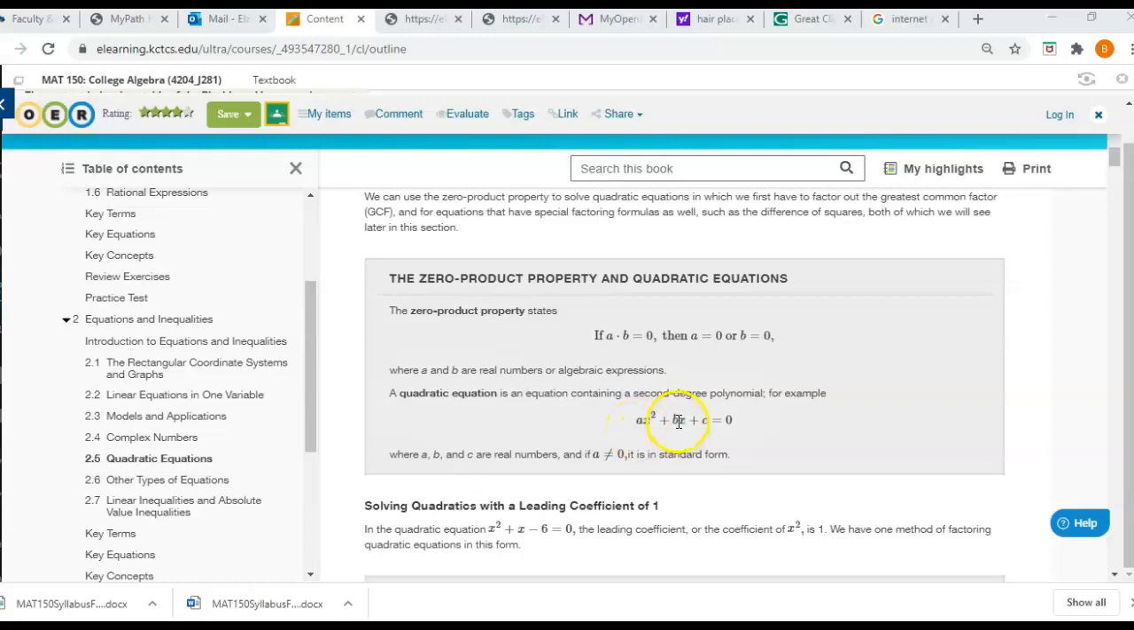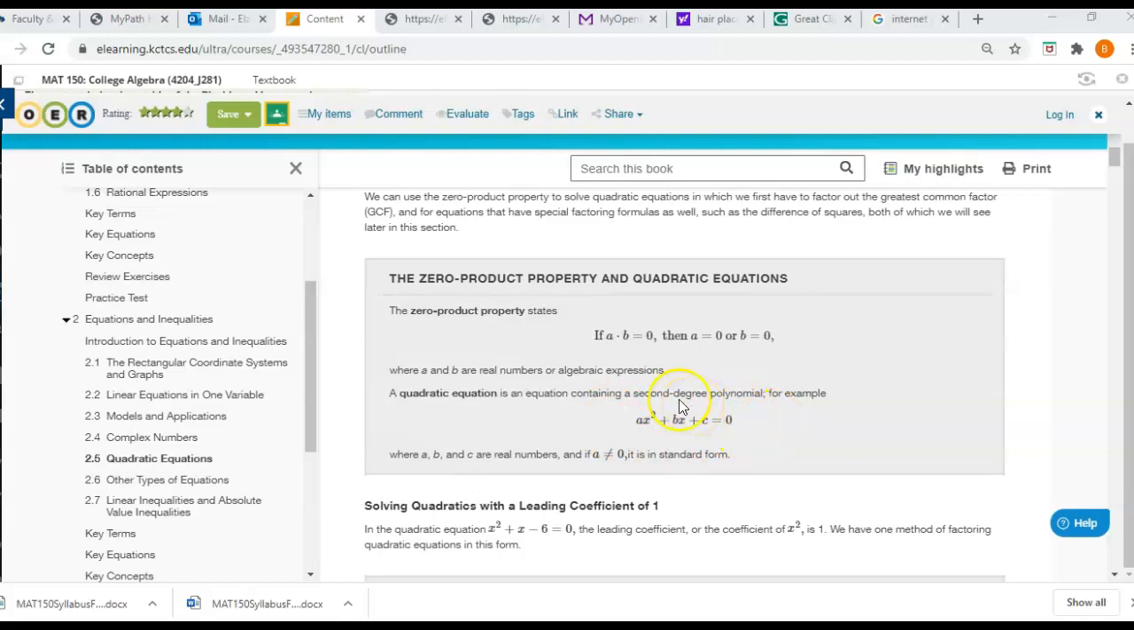We may have something in front of our x squared. We may have something in front of our x. We may not have an x at all. And then we may have something out to the side. And we're going to first want things in standard form. We're going to want our x squared first, then our x, and then any number by itself out to the side with a 0 on the right in order to get standard form.